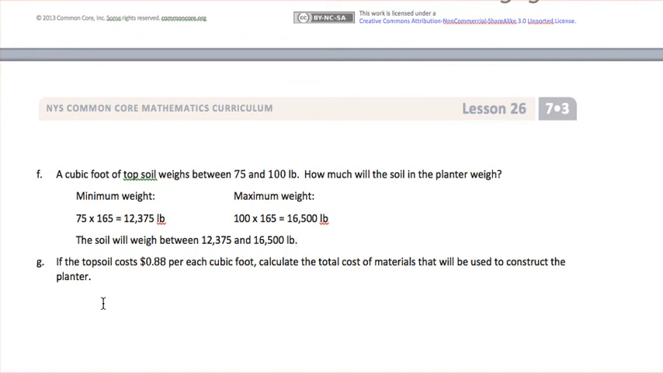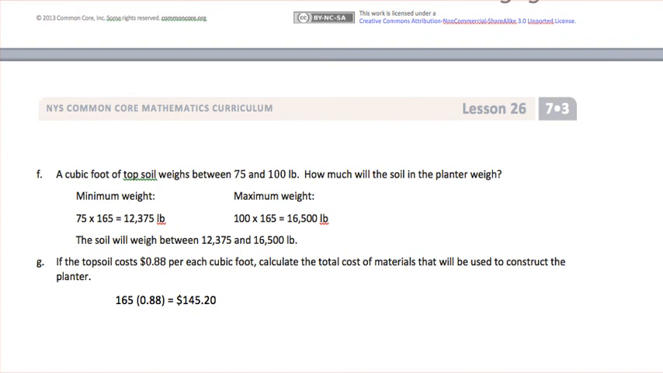Why does that matter? Well, if the topsoil costs 88 cents per each cubic foot, calculate the total cost of materials that would be used to construct the planter. So now we've got to calculate how much for the soil, and we use then 165 cubic feet times 88 cents per cubic foot, and that is $145.20.